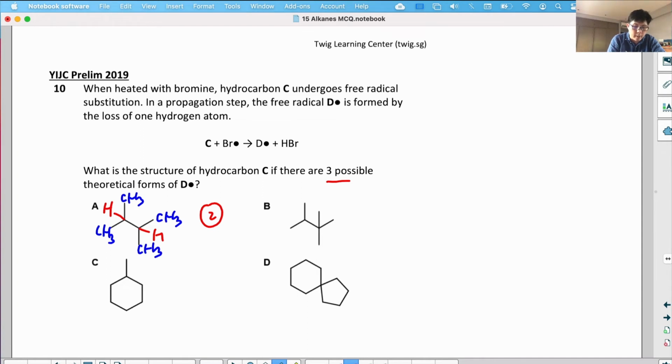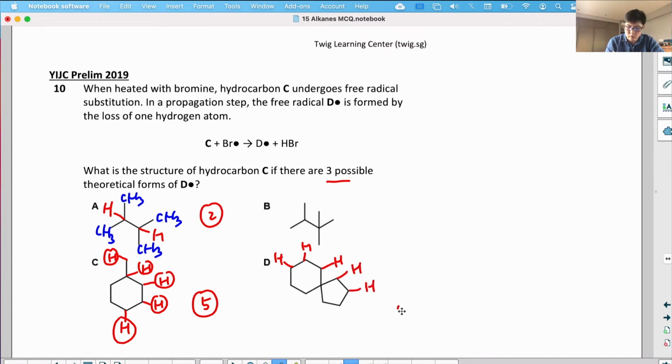For this one, let's see how many possibilities. I can kick out the H from here, 1. I can kick out an H from here, 2, and from here, 3, 4, and 5. So there are actually 5 possibilities. For this one, I can kick out 1 H here, or 2, or 3. By symmetry, I'm not going to do the other side. 1, 2, 3, 4, 5, so this one is also 5. How about this one?